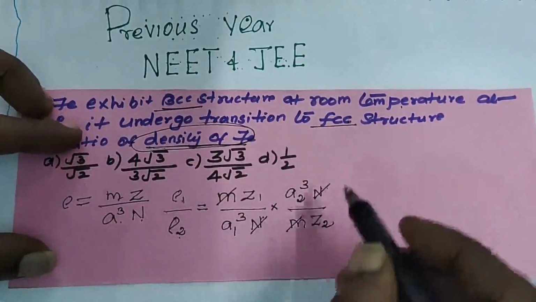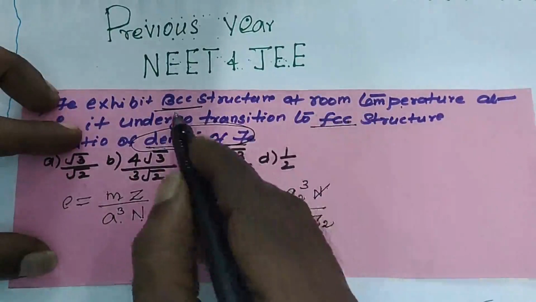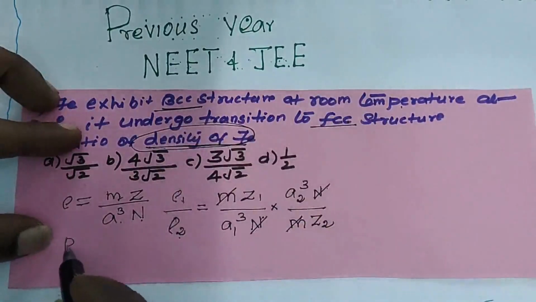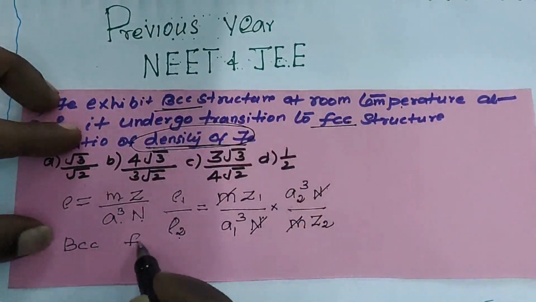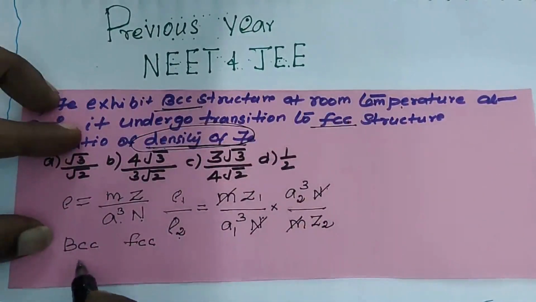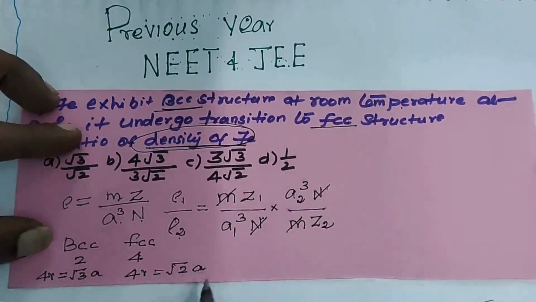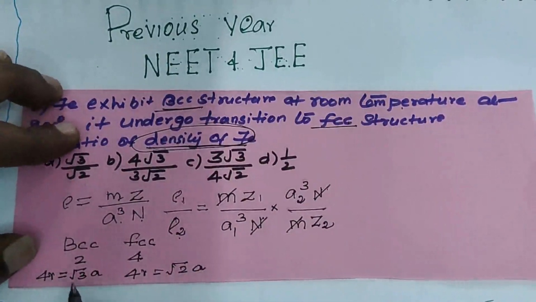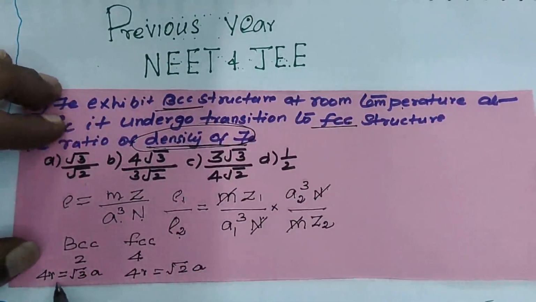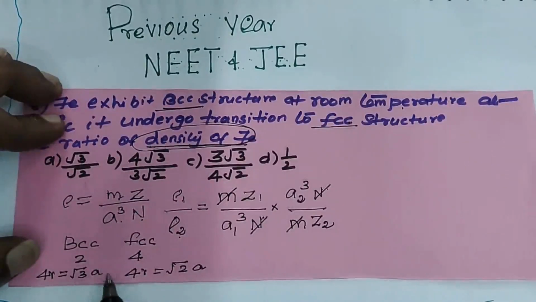Here the crystal goes from BCC to FCC. BCC number of atoms per unit cell is 2, here it is 4. For BCC, the radius relation is 4r is equal to root 3a, and for FCC, 4r is equal to root 2a. That is a very important formula. You mug up the formula or remember it.